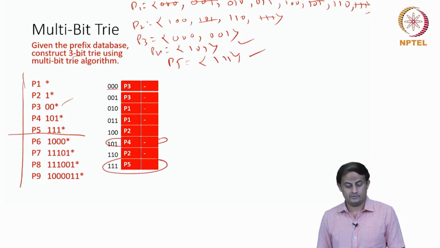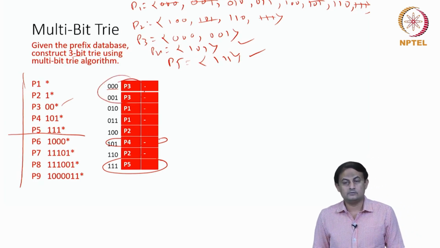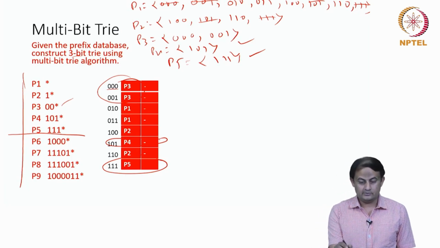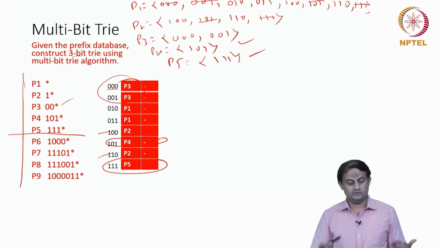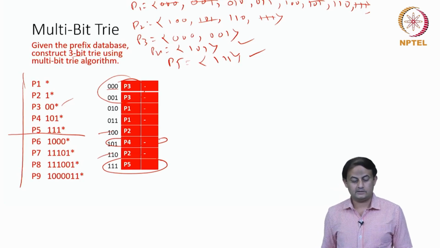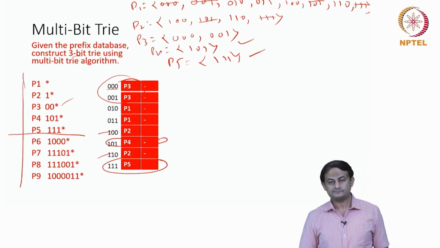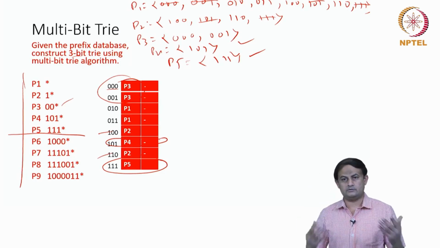First you make entries for P4 and P5. Then you go to P3, that is starting with 00. So P3's 00 is here, and these two entries are routed with the prefix P3. And P2's 100, which is here, and 110, which is here: any IP address starting with 100 or 110 is matched with P2. And the rest of the entries are filled with P1. That's the default prefix, so any IP address is matched. That's how you figure out the first level.